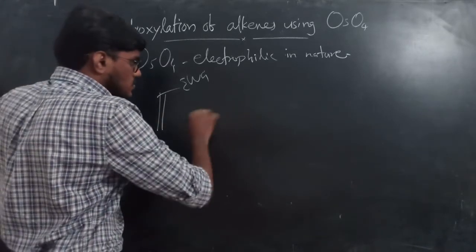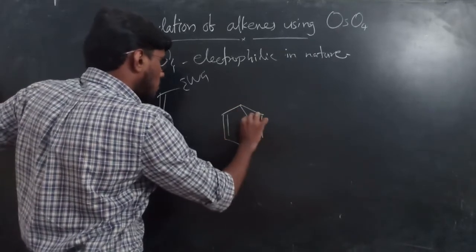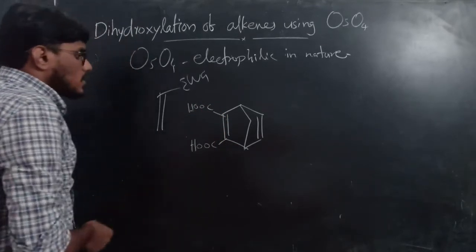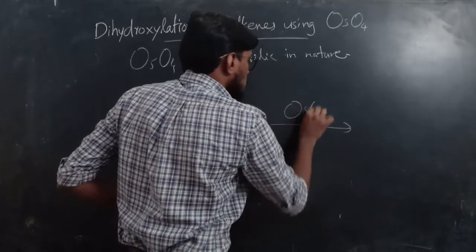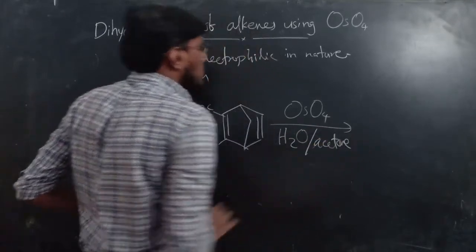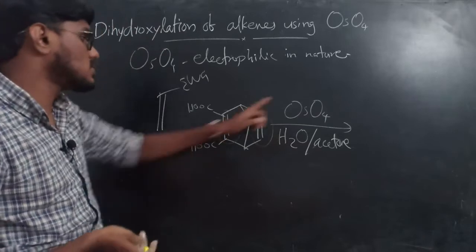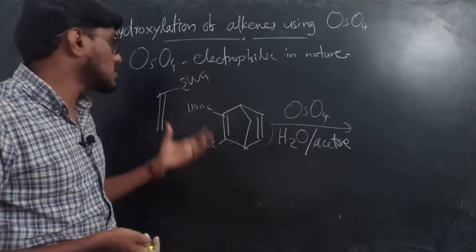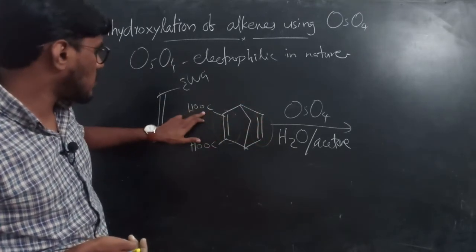Another point you must remember about this dihydroxylation is, if this is the compound, here is a double bond, here is a double bond, and here is a COOH group. You can see here two double bonds. And if this reacts with osmium tetroxide in presence of H2O and acetone, where does the dihydroxylation occur, here or here? You must remember this is electrophilic in nature, so where the electron density is more, there occurs the dihydroxylation reaction. Here is one double bond, here is another double bond, and here is an electron withdrawing COOH group.